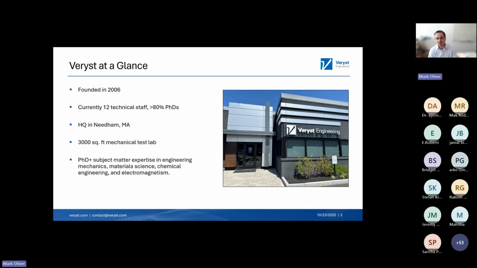There's a picture of our building, where most people are based, and this is also where we have our mechanical testing lab. So you'll see some mechanical test data and methods in this presentation, and that's all done here at our office and lab just outside of Boston. As I said, most of us have PhDs, so where we help clients is on problems that require deep expertise in specific areas, primarily in mechanics, either solid mechanics, fluid mechanics, material science, chemical engineering, and electromagnetism.